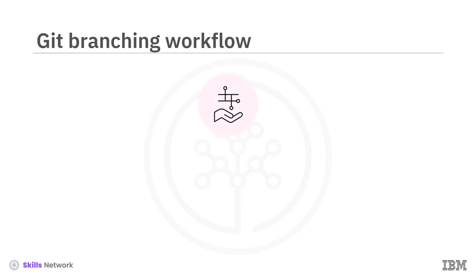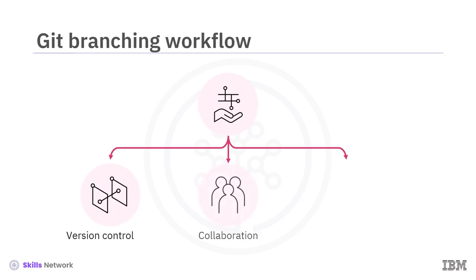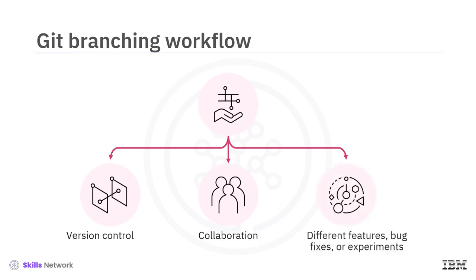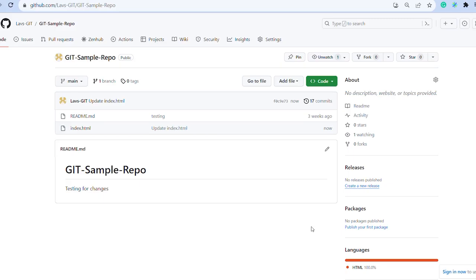The Git branching workflow is crucial in version control and collaboration when working on software development projects. The workflow allows the teams to work on different features, bug fixes, or experiment in isolation without disrupting one another's code. Let us now focus on how to efficiently use Git commands to facilitate the branching workflow process.